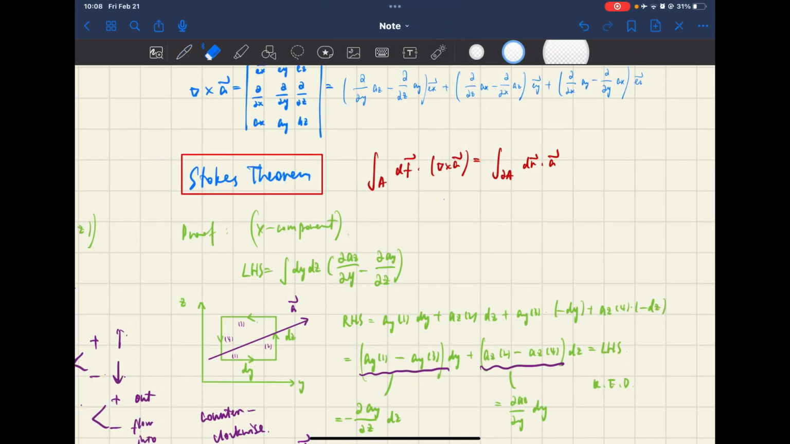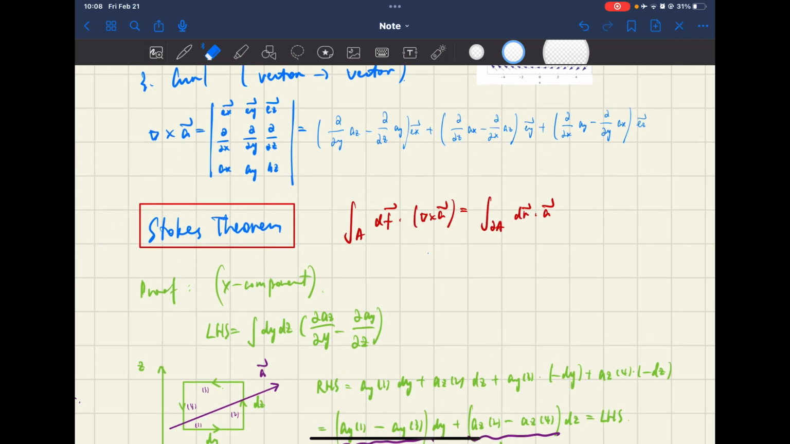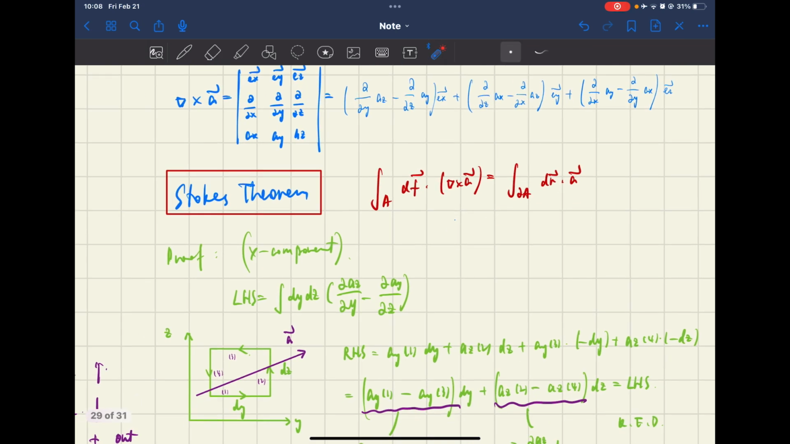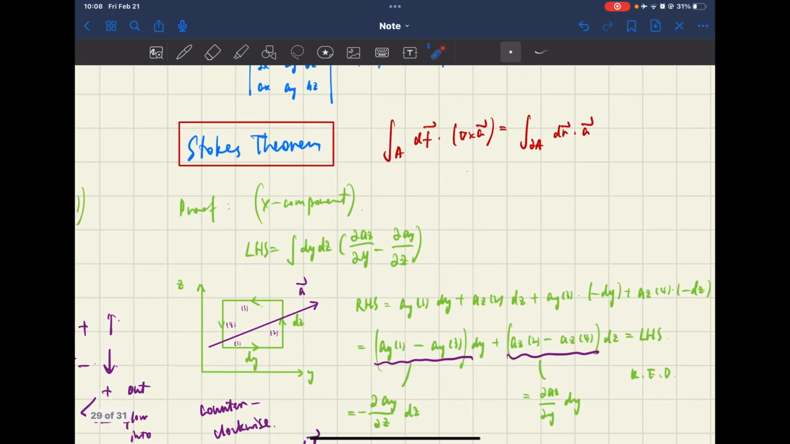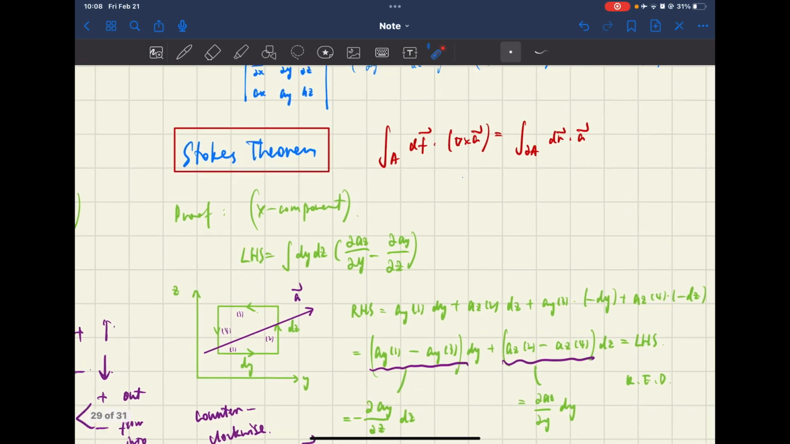Okay, now let's look at Stokes' theorem, which is the theorem related to the concept of a curl. It takes a form like this. So we turn an integration over an area into an integration just over the boundary of the area, which are its edges and its sides. Okay, so for the proof, similarly, we just prove it for the x component, because the expressions are still cyclic.